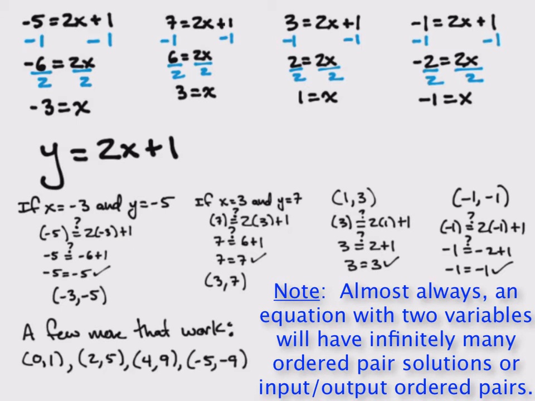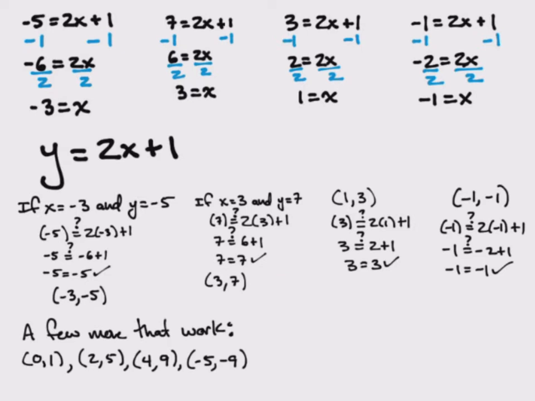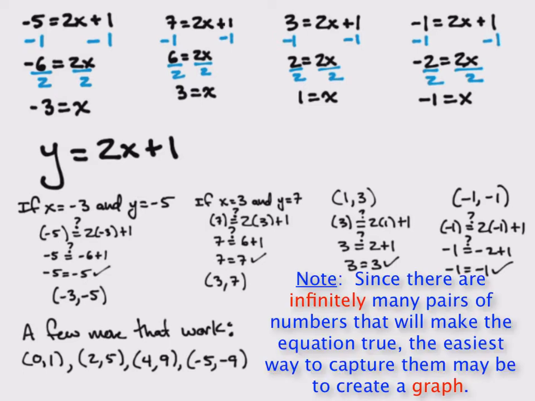We could go on and on and on forever and ever, finding all the ordered pairs that make this equation true. I mean, we could spend our entire lives finding those pairs of numbers, and we'd never finish. We'd never even be close to finishing. So instead of spending our entire lives listing out these pairs of numbers, let's try to capture all of them in a different way. Note, since there are infinitely many pairs of numbers that will make the equation true, the easiest way to capture them all may be to create a graph. So let's pull up a set of axes, graph the ordered pairs we have, and see if we notice anything.